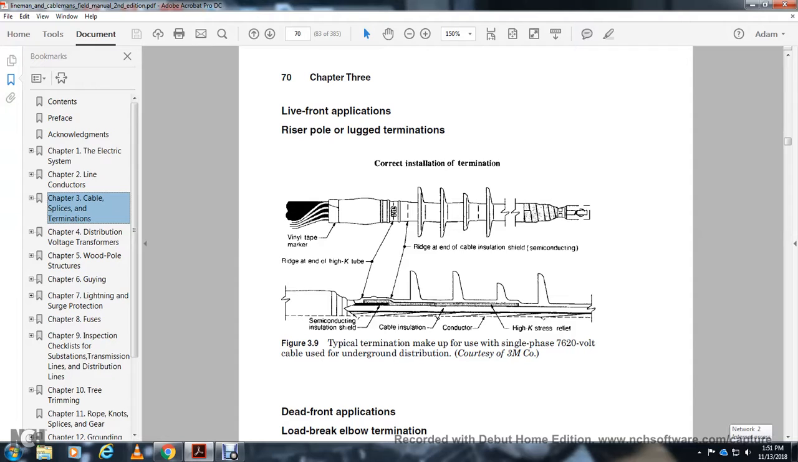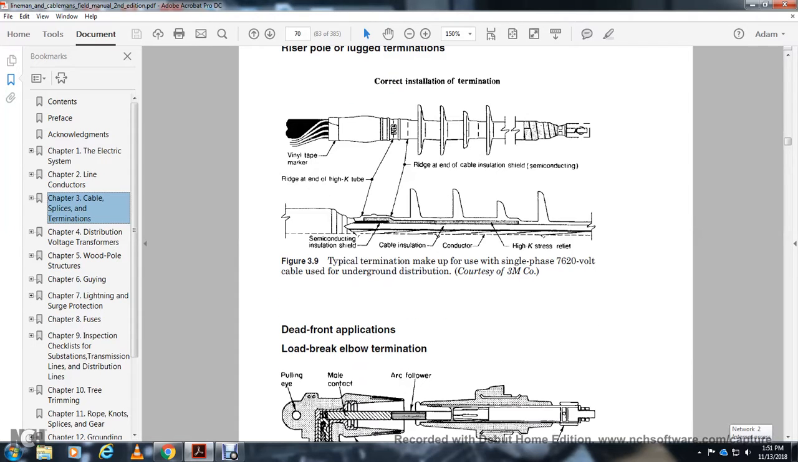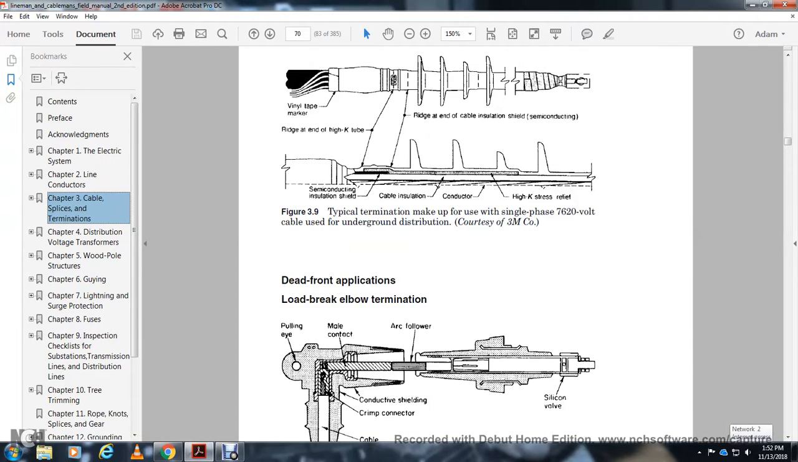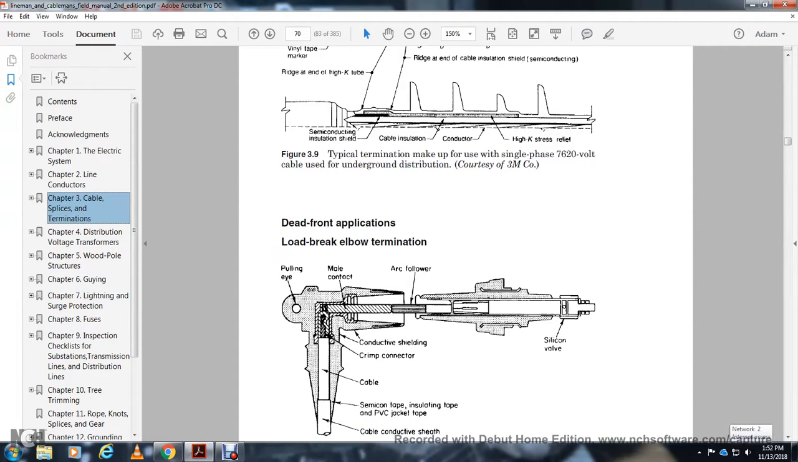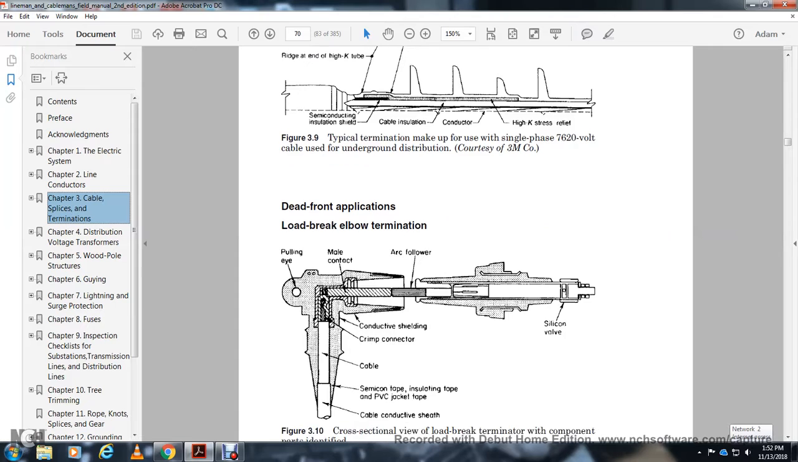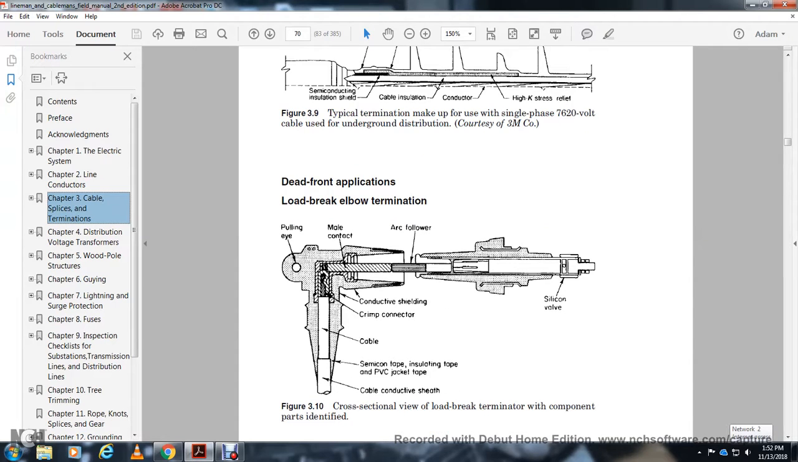Typical termination makeup for a single phase 7,620 volt cable for underground distribution and dead front application. Load break termination with a pulling eye, a male contact with an arc follower, a silicone valve, a conducting shield with a clip, and a grip connector on the cable, semicon tape, insulating tape, the PVC jacket, and the cable conducting sheath. Figure 310 is the cross-sectional view of the load break terminal with the component parts identified.